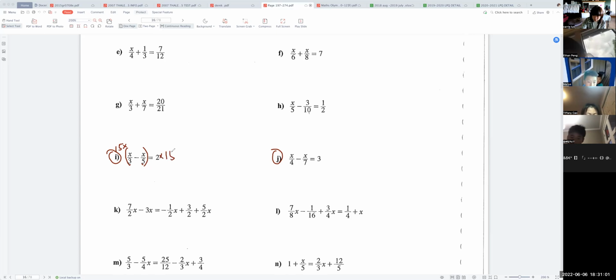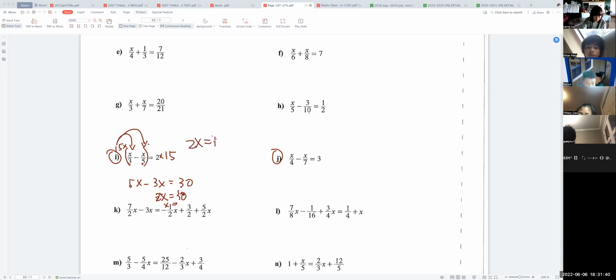Understand? Okay, so 15 times x over 3 equals what? 5x. Okay, so 15 times x over 5 equals what? Equals 3x. So 5x minus 3x equals 2 times 15 equals what? 30. Very good. So 2x equals 30. So x equals what? 15. Very good.